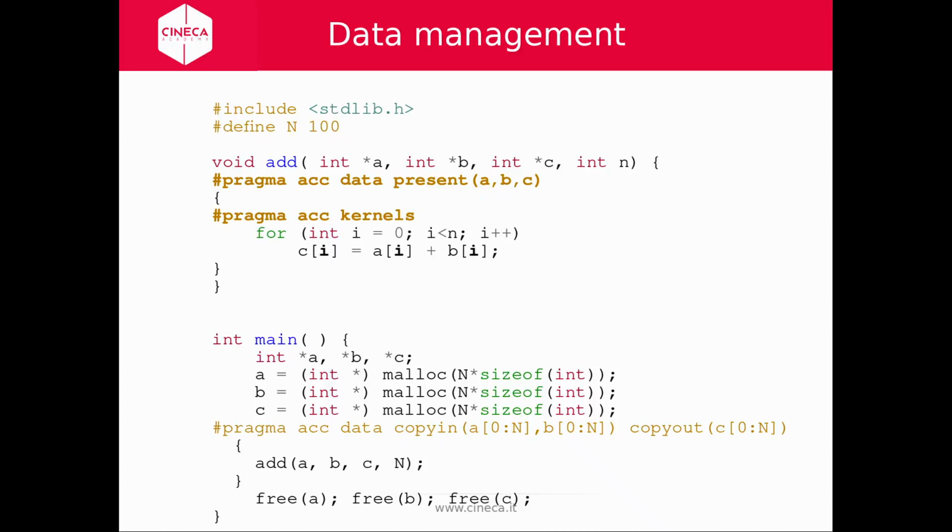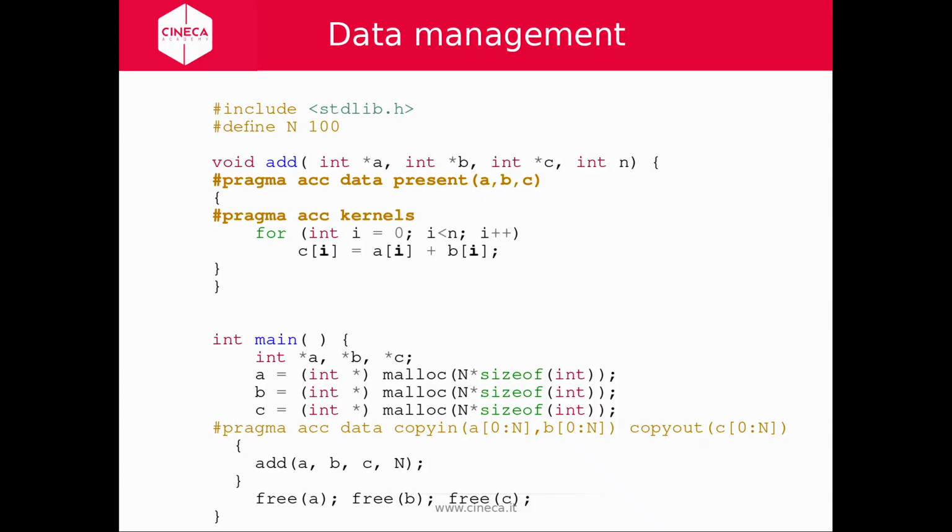And so let's make add an accelerated function. We have a data region here, which lasts from here to here. And this is where present comes in. Here we are telling the compiler that A, B, and C are already present on the GPU.